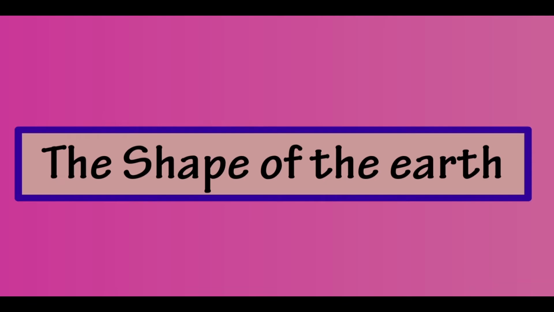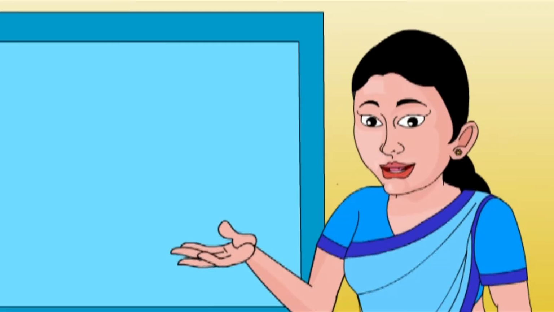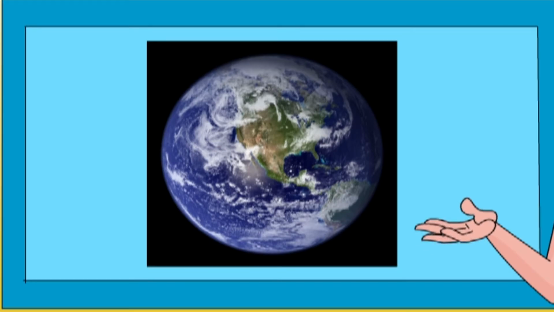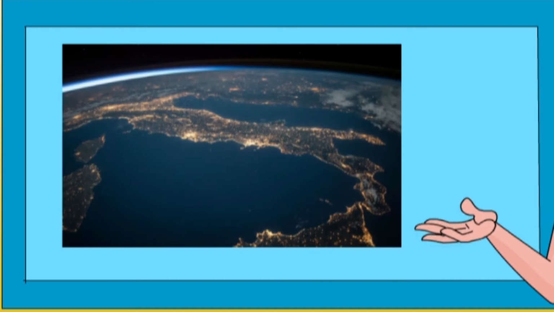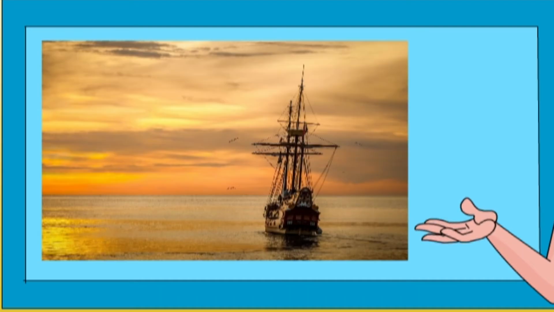The shape of the Earth. Earlier, it was thought that the Earth was flat, but later it was proved that the Earth is spherical in shape. Photographs taken from the space show that the Earth is spherical in shape. It is slightly flattened at the top and the bottom.